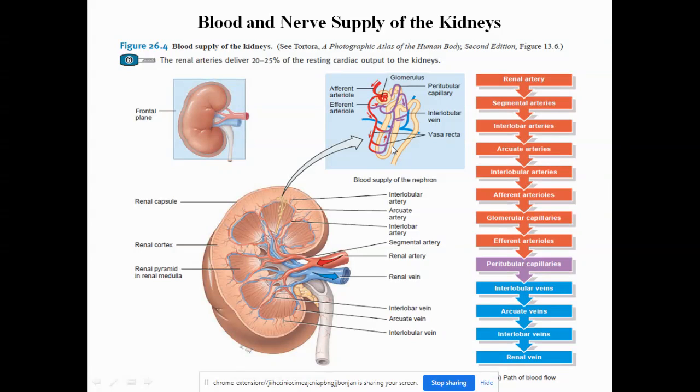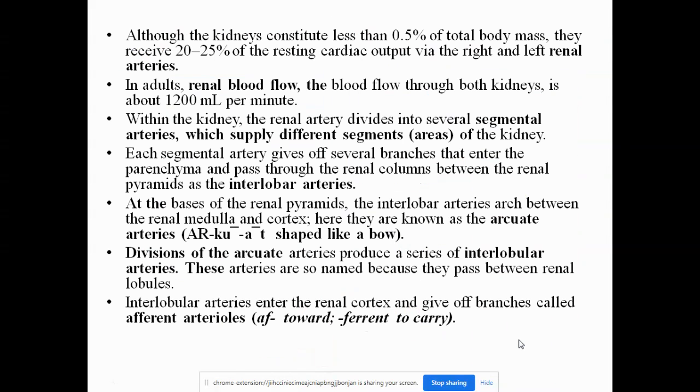The change in the color you can see very well. They further unite to form the interlobular veins. You can see the interlobular veins here, which further unite to form the arcuate veins, interlobar veins, and then finally empty into the renal vein. So this is the path of the blood flow.